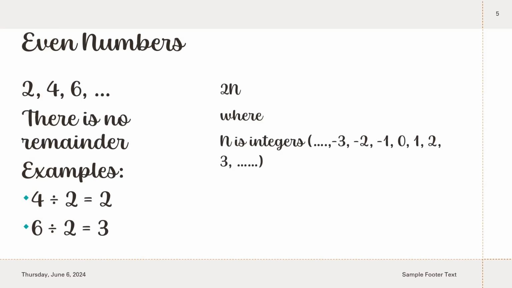Mathematically, even numbers are expressed as 2 multiplied by n, where n is an integer. So, if n is 1, then 2 times 1 is 2. If n is 2, 2 times 2 is 4, and so on. And if divided by 2, 2n can be split into n equal parts, leaving 0 remainder.